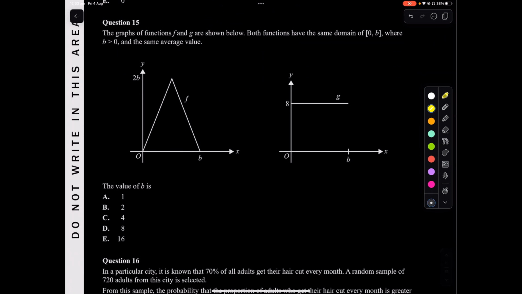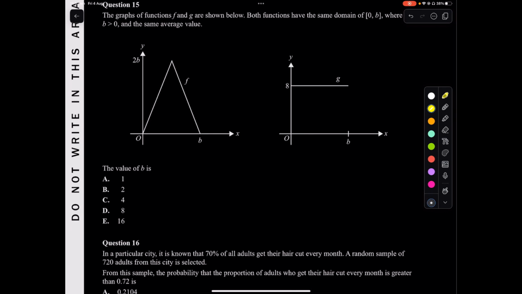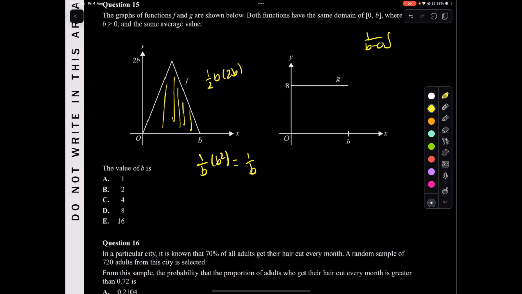The graphs of a function f and g are shown below. Both functions have the same domain, so yep, we can see that, where b is greater than 0, and they have the same average value. So the value of b is what? Well, we know the average value is normally written as 1 over b times the integral, so it means just the area. So let's try to find the area of this first. It's a triangle, so it'll be half times b times 2b, which is b squared, so we can put b squared as your area. This should equal, again, half times 1 over b, because remember, when you write it, it's 1 over b minus 0, blah blah blah. It's just 1 over b for this one. What's the area of this one? Well, it's just ab.